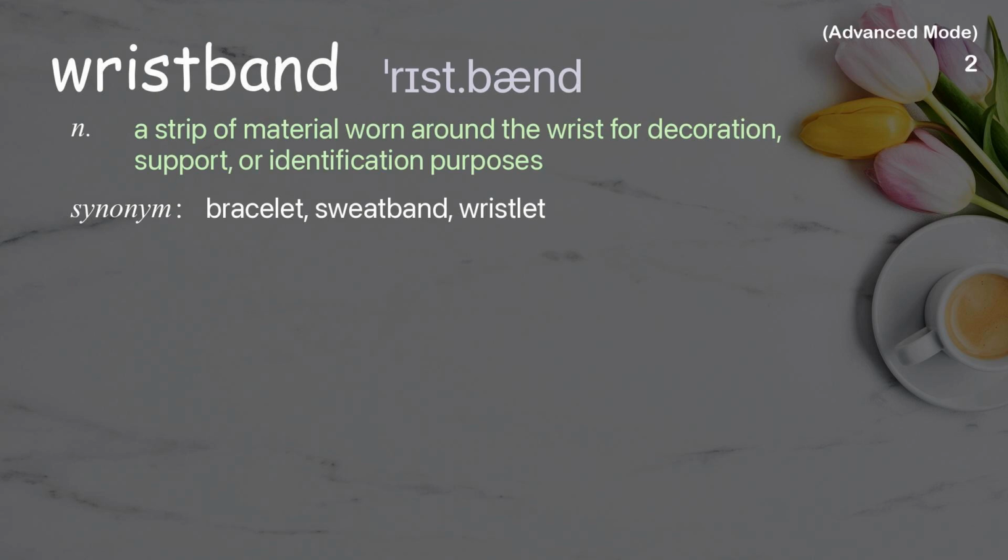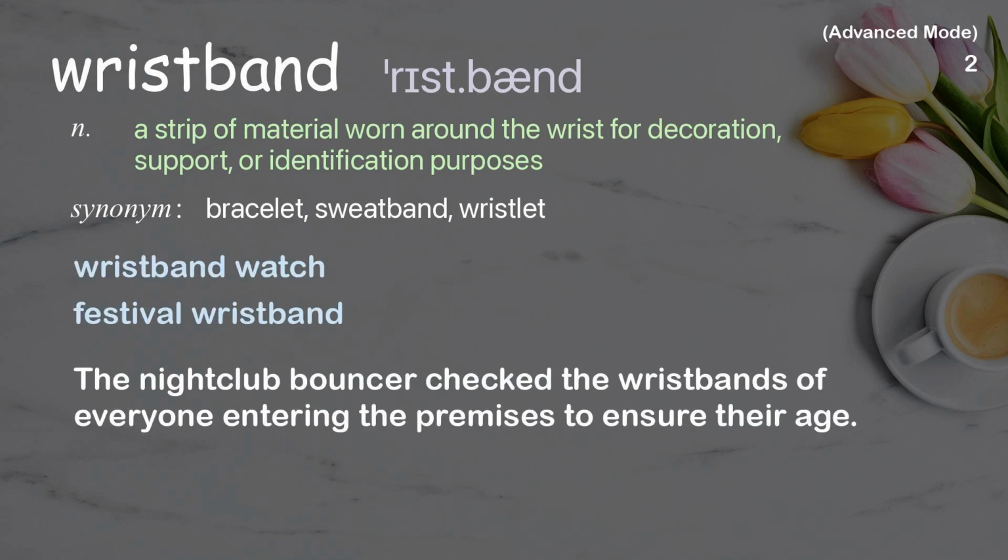Wristband. A strip of material worn around the wrist for decoration, support, or identification purposes. Examples. Wristband watch. Festival wristband. The nightclub bouncer checked the wristbands of everyone entering the premises to ensure their age.